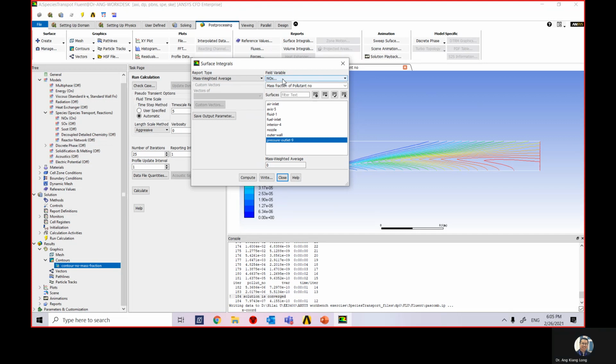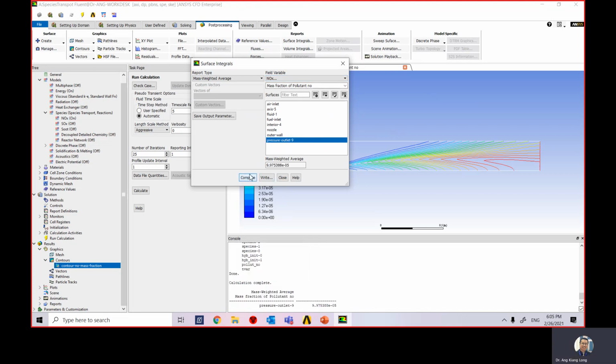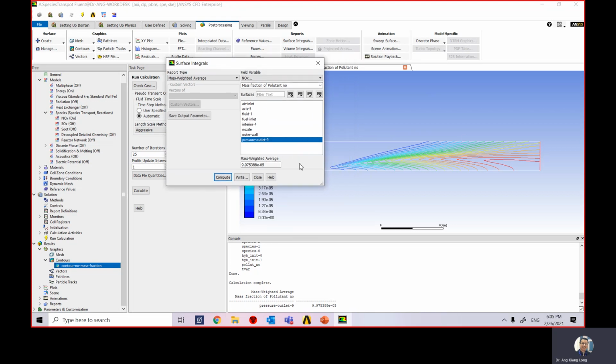And then we're going to look at NOx at pressure. Compute. So you see the value is very small. It's 9.9 times 10 power negative 5 for your pollutant at pressure at this section here. And it's only under the consideration of the setting that you did just now, where you only consider the prompt NOx setting.